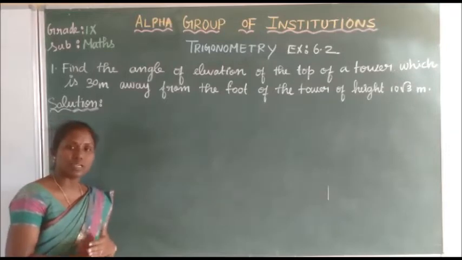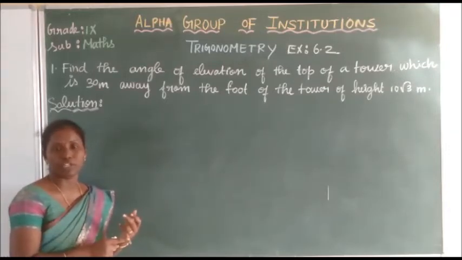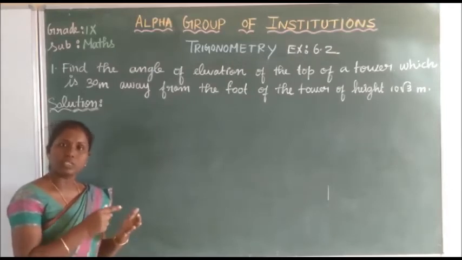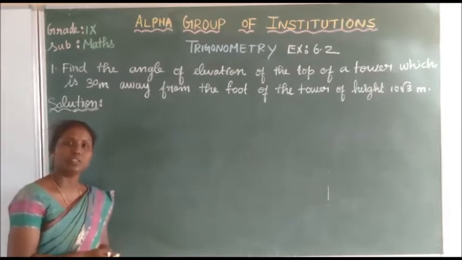Okay, if you follow these steps, you can find the answer easily. Surely, draw a rough diagram for each and every problem. Mark the rough diagram using the measures. Then find the trigonometric ratio which is suitable to solve this problem.